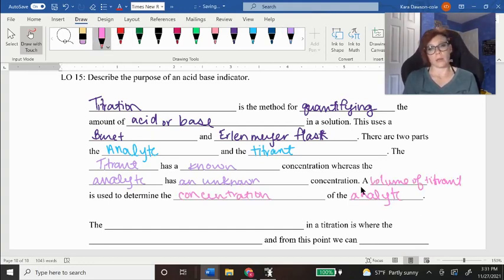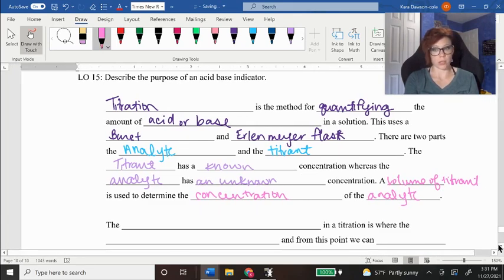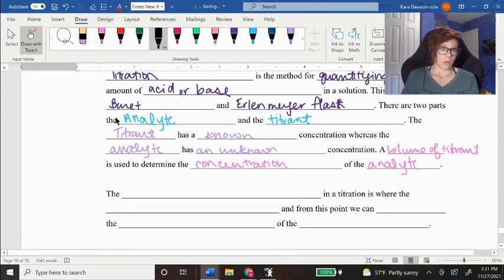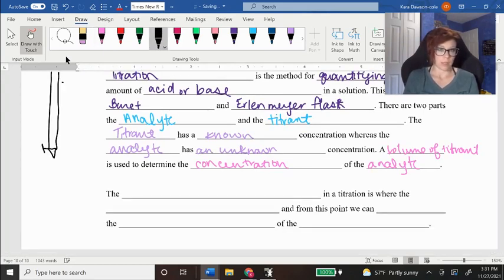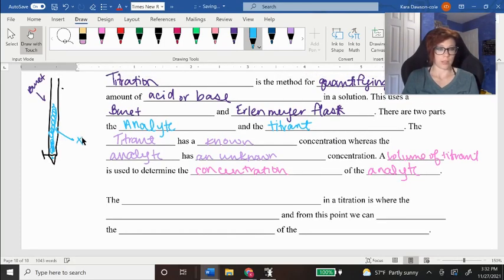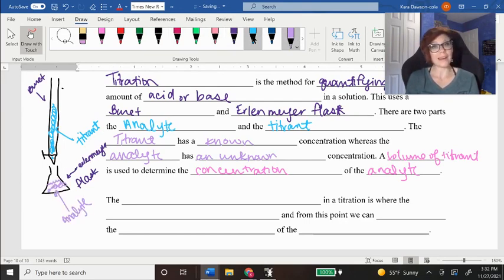So in the setup for this, because you are going to have to perform a titration, you have the burette with your titrant in it. So you have your burette with your titrant inside, and then you have the Erlenmeyer flask with your analyte inside. And you add your titrant to your analyte.